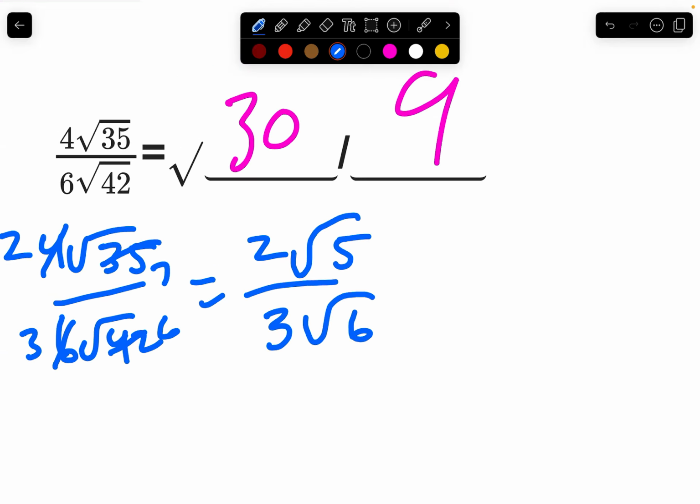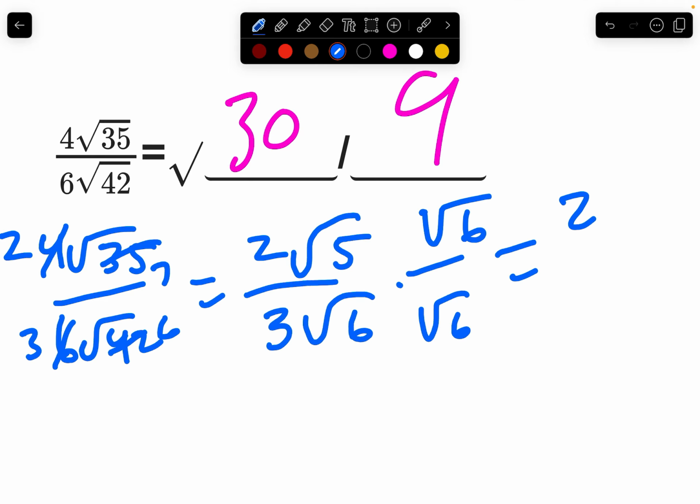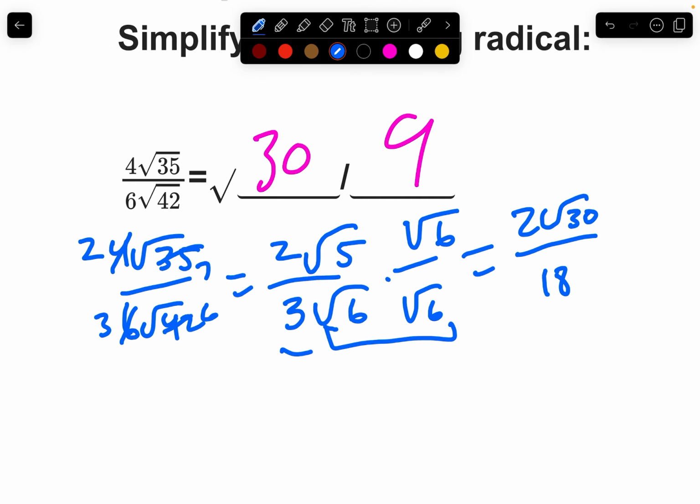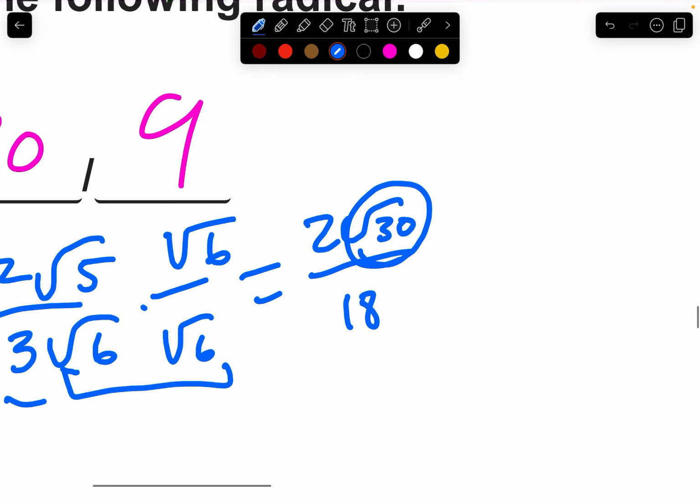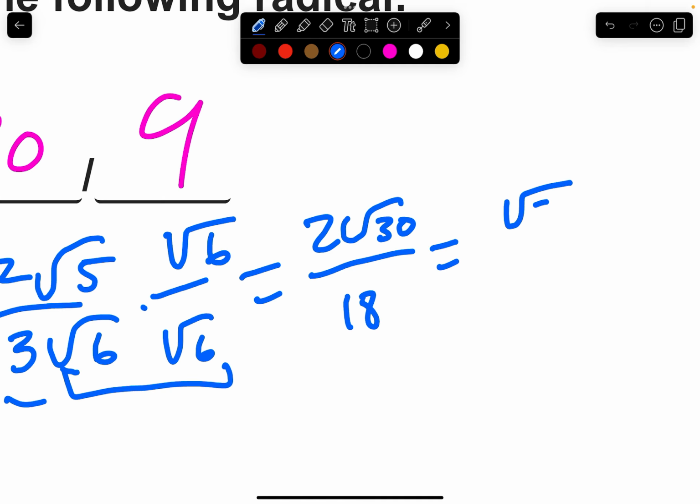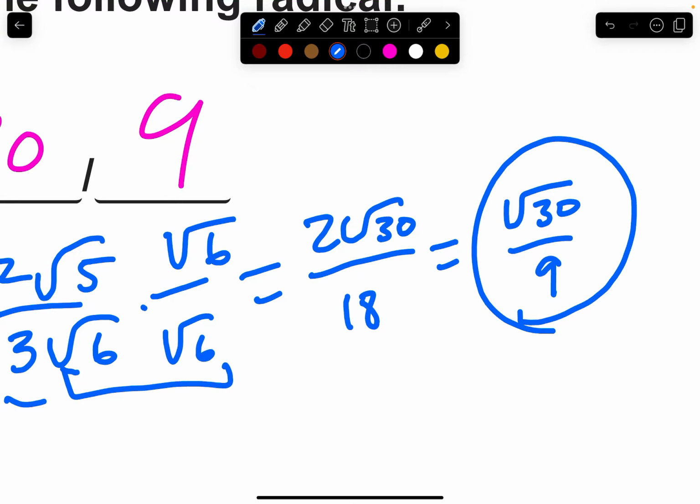So we reduced, then we rationalize. Multiply the radical to the top. We have root 30. And this would be whole number 6 times 3 would be 18. And then if we can simplify the radical, we do. If we can reduce, we do. Well, 2 over 18 is 1 over 9. And what is 1 times root 30? It is just root 30.